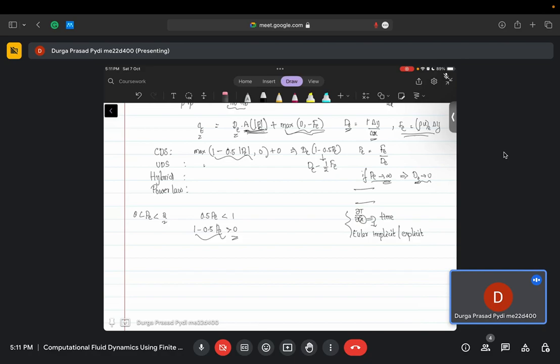Similarly, we have different expressions for the upwind scheme. In the case of the upwind scheme, we don't have the diffusion term, so A will essentially be 1. So dE plus max of 0 comma minus Fe.